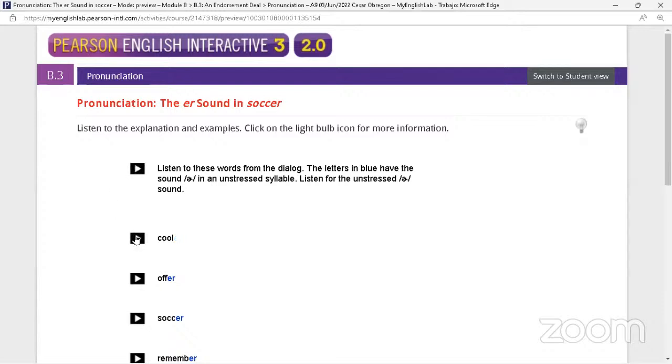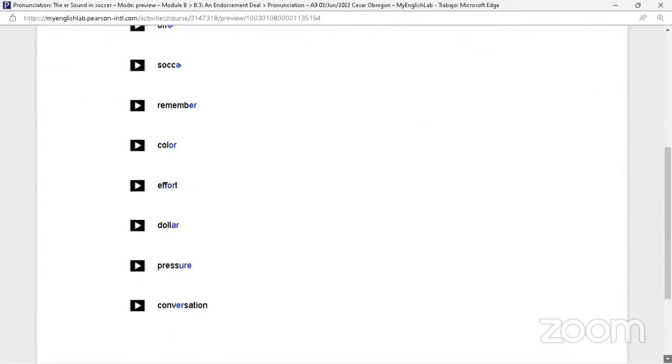Cooler, offer, soccer, remember, color, effort, dollar, pressure, conversation.